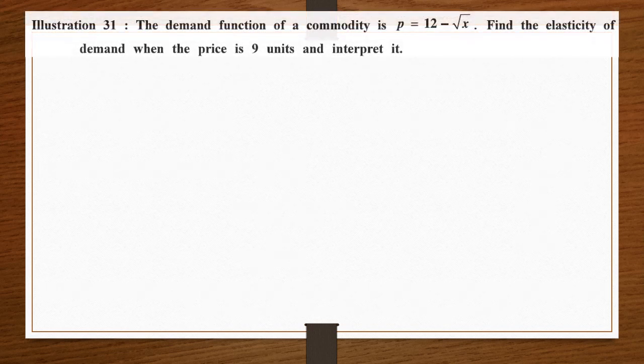Okay, we will take one more example. This is a very short tutorial, so we will just take this last example, and next time I will start with a very important topic. Illustration 31: the demand function of a commodity is P is equal to 12 minus root x. This time the function P is given. We have to find the elasticity of demand when the price is 9 units. In the previous question, the price was 5 rupees. Right now, the 9 units is given, which means the question is given for units and not price.